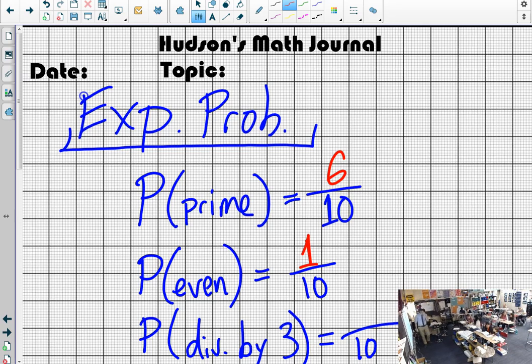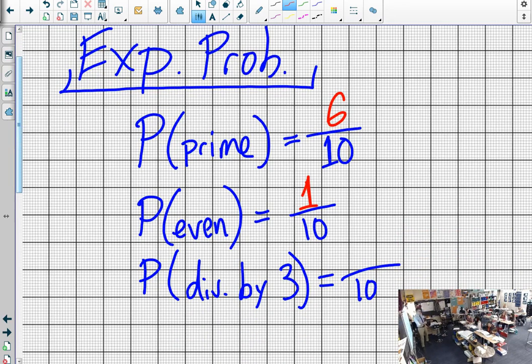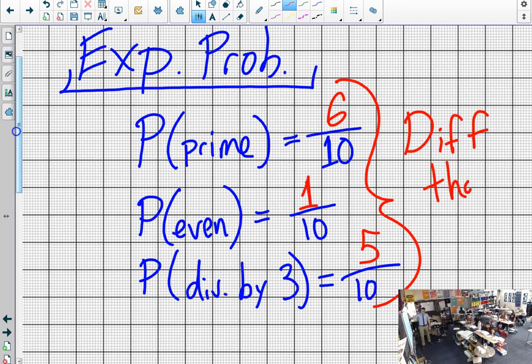Mr. Cooper, in your guys' set of 10 numbers, how many of them were divisible by 3? 5 of them? Ooh, half of them were divisible by 3. Now, yours might be different, but this is when we did it. So, often, these are going to end up different than the theoretical. Often, these are going to be different than what we thought.